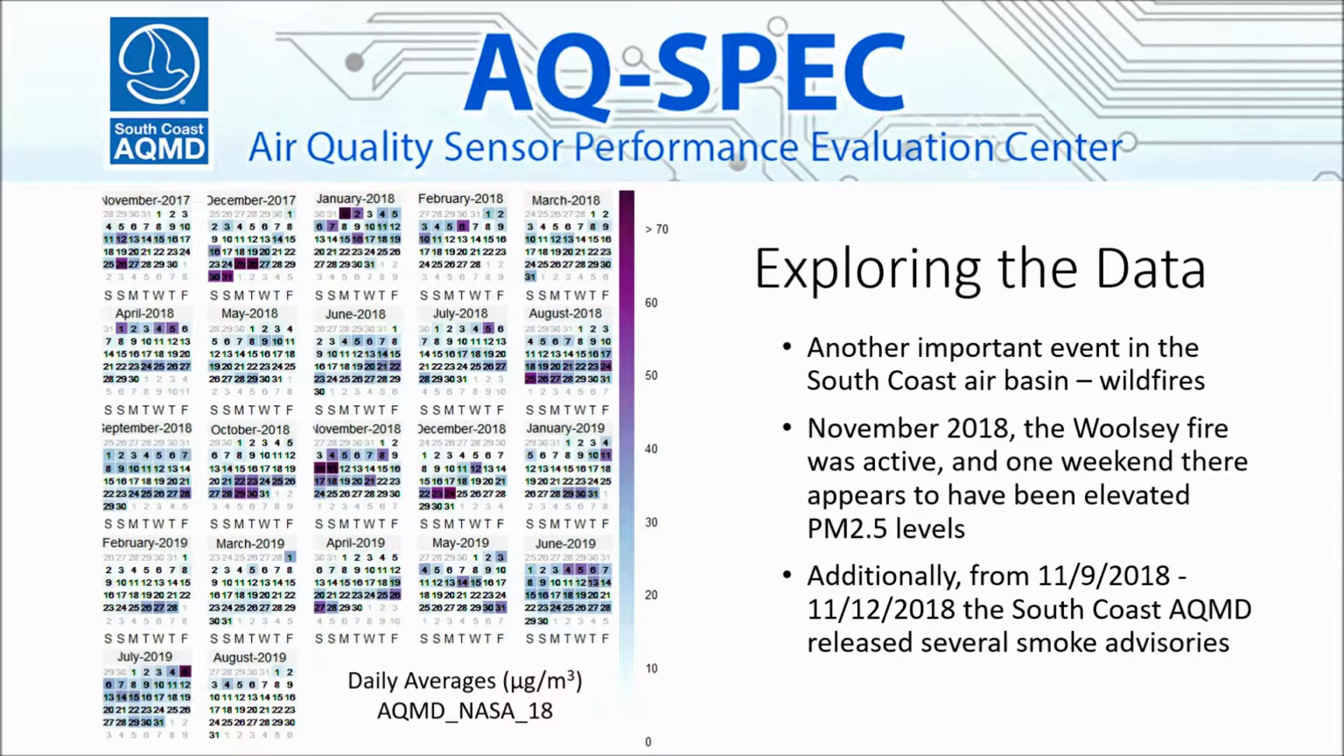So going back to the calendar plot, another, of course, important event are wildfires. So you all probably remember that weekend back in this past November during the Woolsey fire, when the wind suddenly changed direction and we had a lot of emissions in the central part of the city. So we can see that weekend here, November 10th and 11th of 2018.